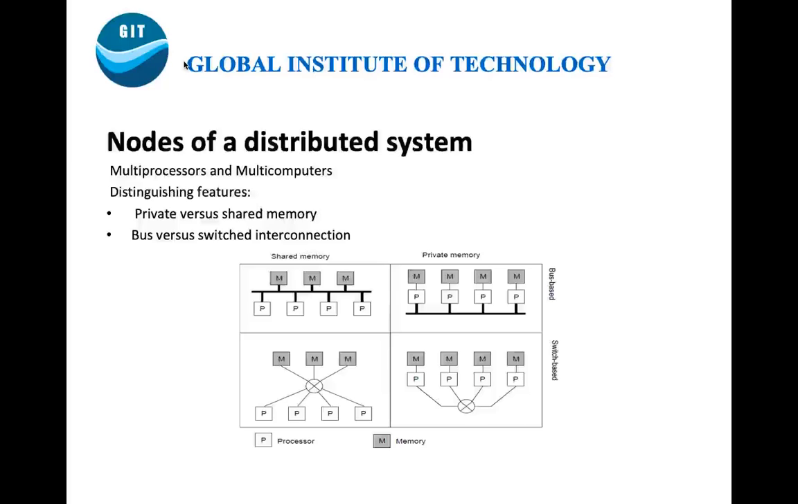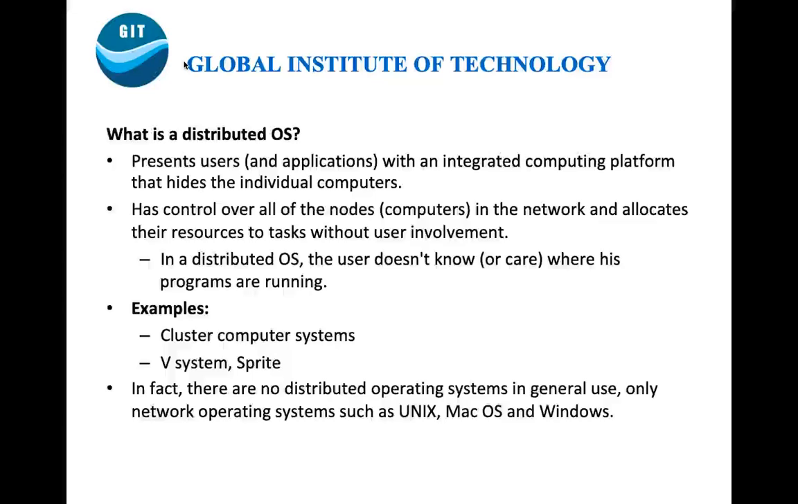Next topic is the node of a distributed system. In a node of a distributed system, we have multiprocessors and multicomputers. When we discuss multiprocessors and multicomputers, we have some features: private versus shared memory, and bus versus switched interconnection. The first diagram is a shared memory. The second diagram is a private memory. They interact with a bus-based system and a switch-based system.